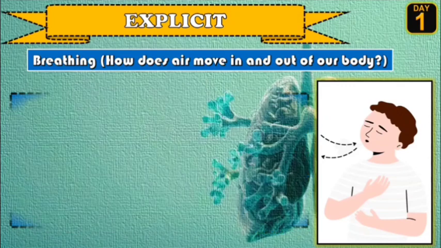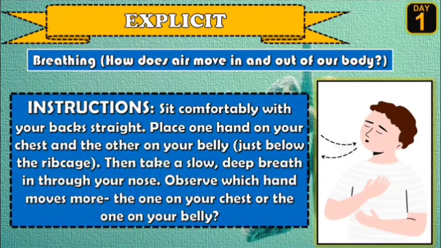Instructions: sit comfortably with your backs straight. Place one hand on your chest and the other on your belly, that is just below the rib cage. Then take a slow, deep breath in through your nose. Observe which hand moves more, the one on your chest or the one on your belly.